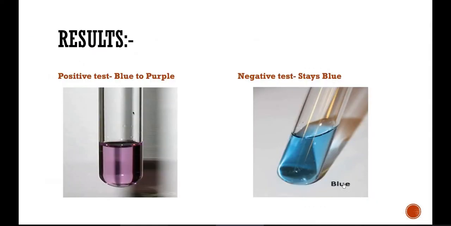Now, since you and I, again, both know that eggs are high in protein, it has to be a positive test. So it will change from blue to purple always. It will always change into purple if it's a positive test. But if protein is not present, it's going to give us a negative test, which will stay blue, and the color change will not take place.